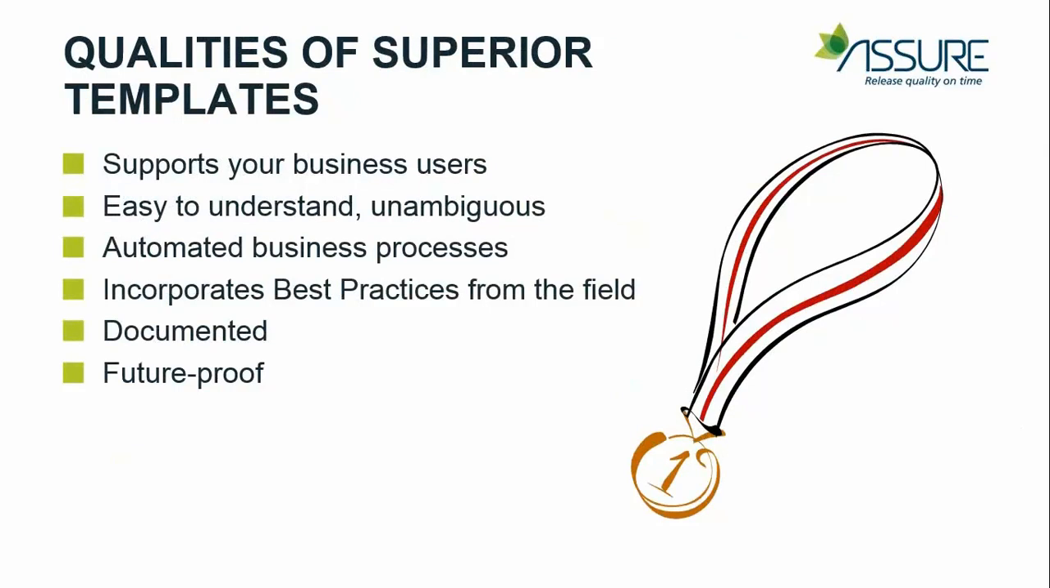First of all, it supports your business users. So it means that it supports them in their everyday work. It enables them to do their work better and faster. It's easy to understand and unambiguous. So it means that anything you have in your drop-downs, your fields, and your folders is quite easy to understand. You've thought it over, and the terminology that you use is quite clear.